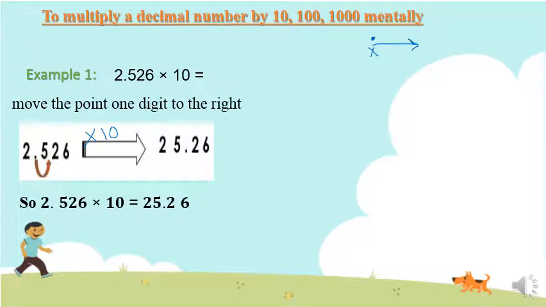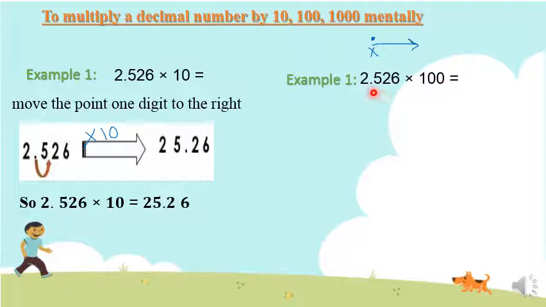Why? Because we multiply this number by 10. So 2.526 times 10 will be 25.26. Look, here the number is bigger than here. Why? Because we multiply it by 10. So we can multiply by 10, by 100, or by 1000 mentally. What if we multiply the same number by 100?